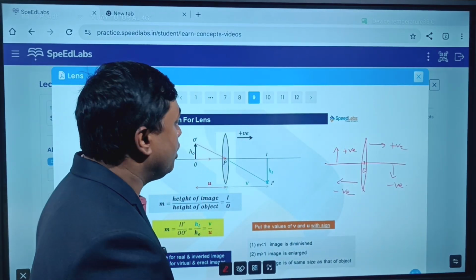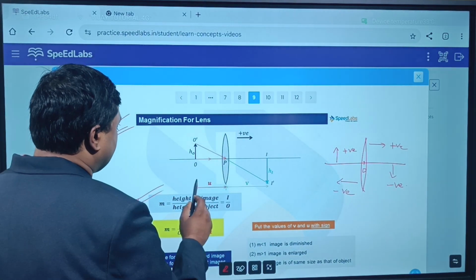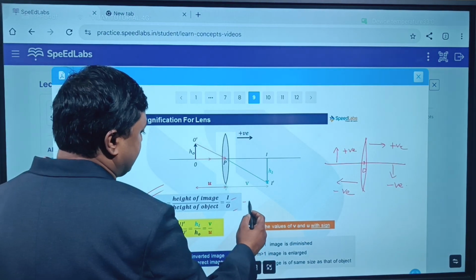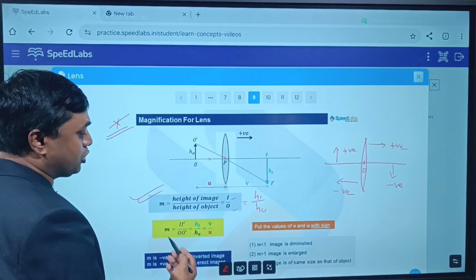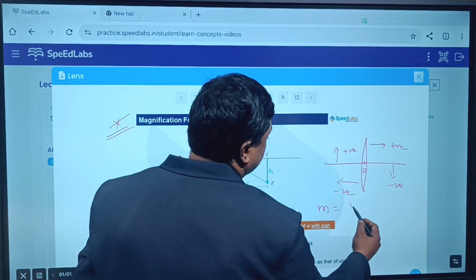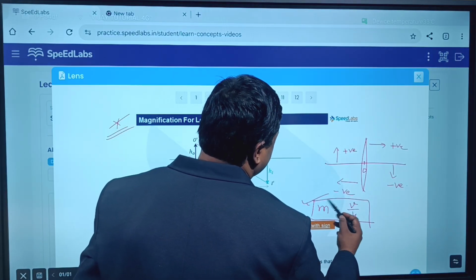Is it clear? We have another formula, magnification of lens. Magnification of lens is nothing but the ratio of height of image to the height of object, I by O, or we can say height of image HI by height of object, H0. Okay, it is also related with the V and U. So magnification is nothing but V by U, that is image distance by object distance.